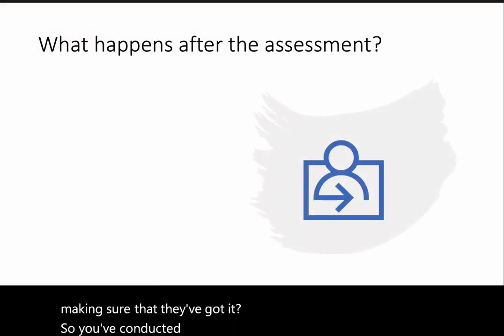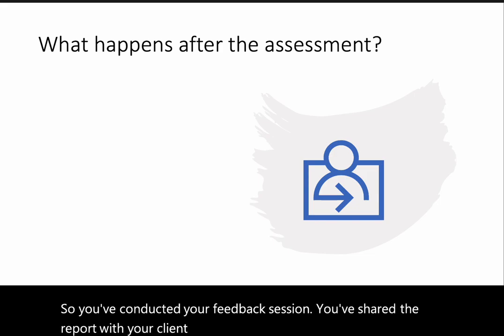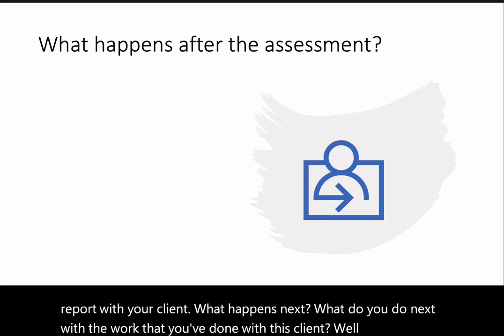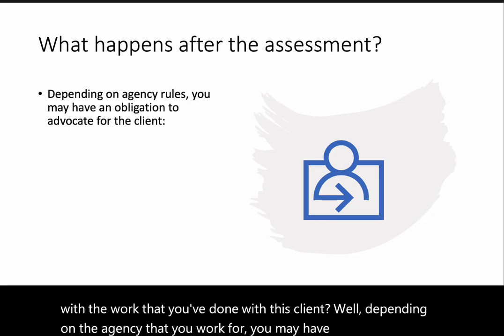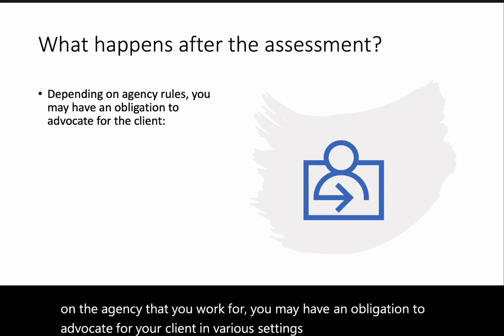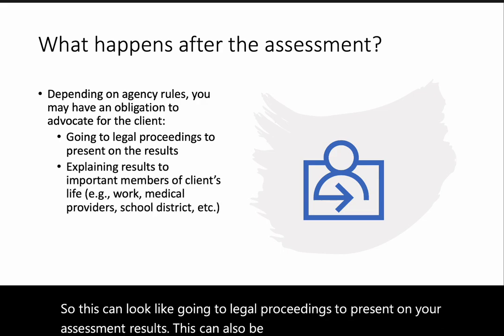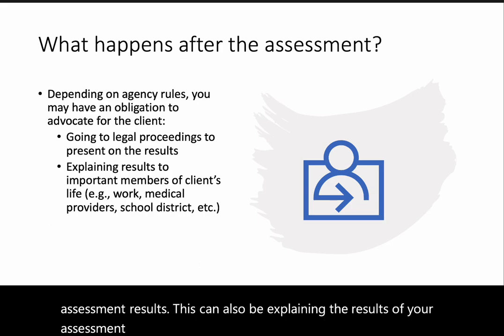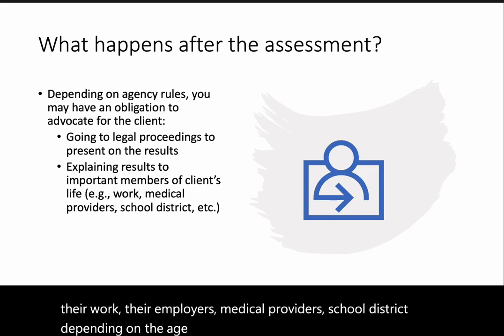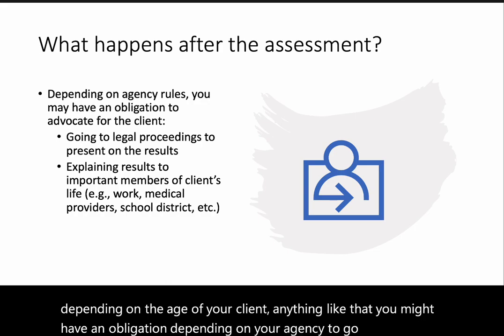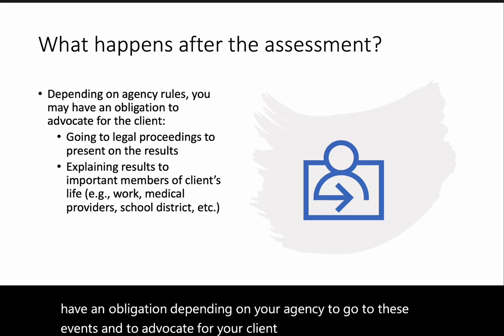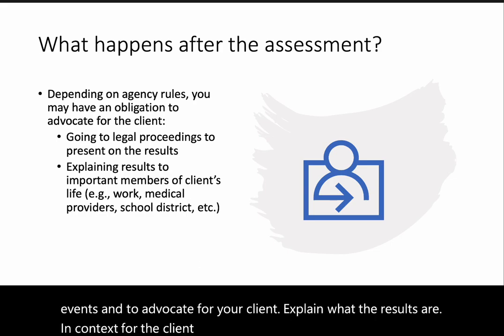So you've conducted your feedback session, you've shared the report with your client. What happens next? What do you do next with the work that you've done with this client? Well, depending on the agency that you work for, you may have an obligation to advocate for your client in various settings. So this can look like going to legal proceedings to present on your assessment results. This can also be explaining the results of your assessment to important members of the client's life. That can be their work, their employers, medical providers, school district, depending on the age of your client, anything like that. You might have an obligation, depending on your agency, to go to these events and to advocate for your client. Explain what the results are in context for the client and to support the client in explaining those results themselves if necessary.